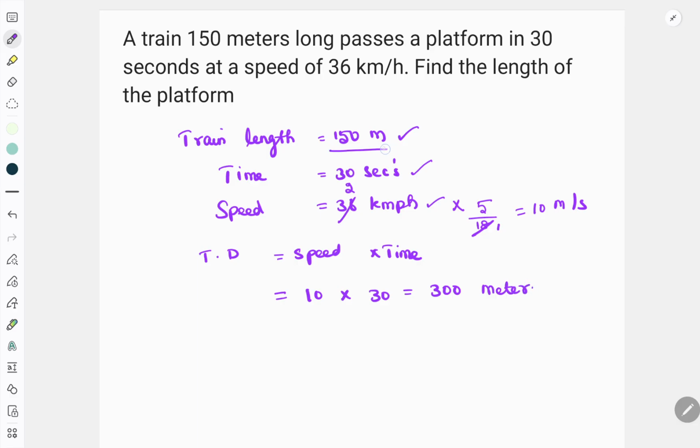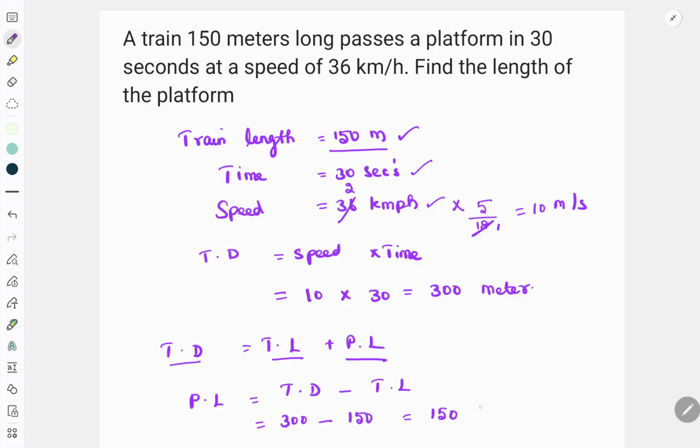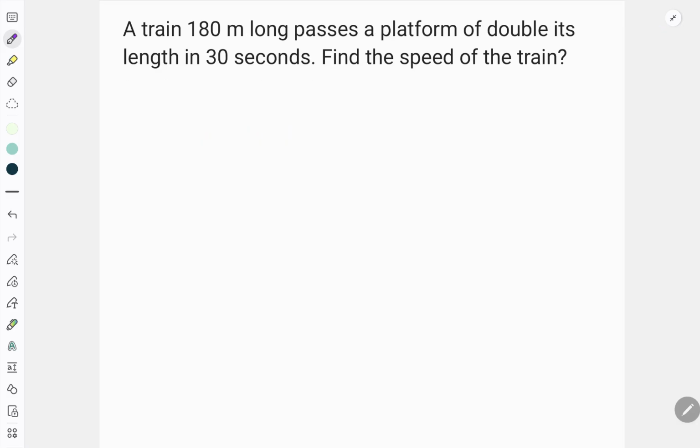So we know train length. So total distance is train length plus platform length. So we know train length, total distance. So from this we can find the platform length. So platform length is total distance minus train length. Total distance is 300 minus train length is 150 meter. So 150 meter. This is the length of the platform. Okay, so let's go to the next question.